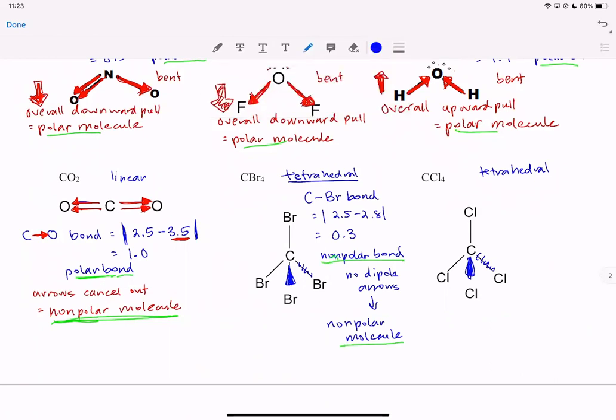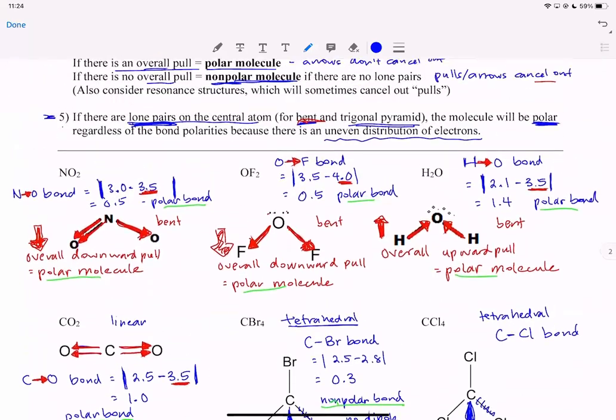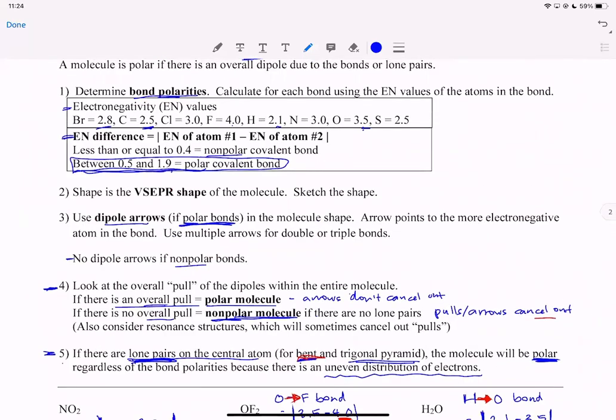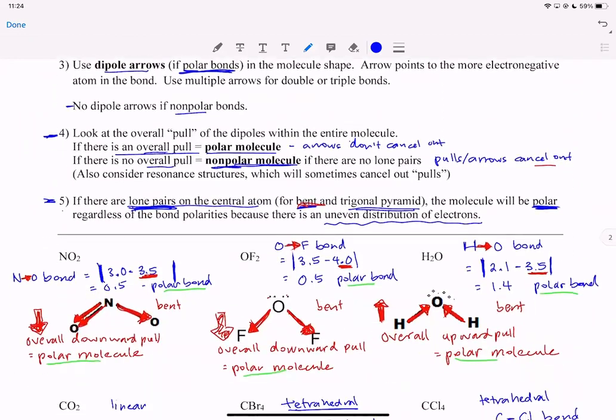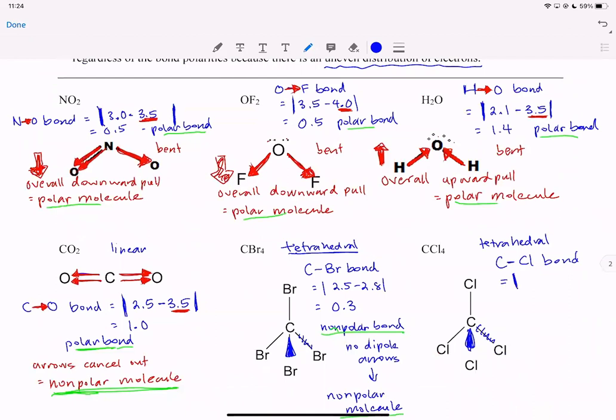And let's take a look at this next example of CCl4. We have the same tetrahedral shape, but this time the bonds are carbon and chlorine. So for the carbon and chlorine bond, we need to calculate the electronegativity difference. So looking for carbon, which is 2.5, and chlorine is 3.0. You have the absolute value of 2.5 minus 3.0, which is 0.5. So 0.5 falls in the range of the polar bond.